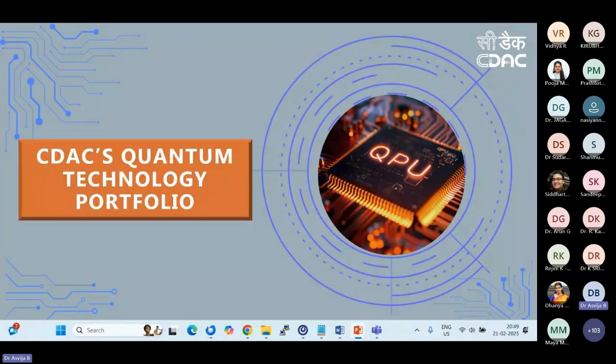So that was the brief introduction about the quantum computing systems as such and their applications. I would just conclude my talk by taking a few minutes of time to introduce the quantum technology products that CDAC is currently working on.